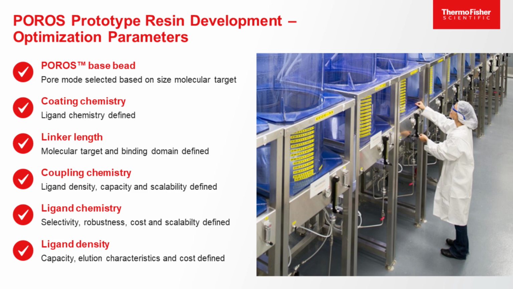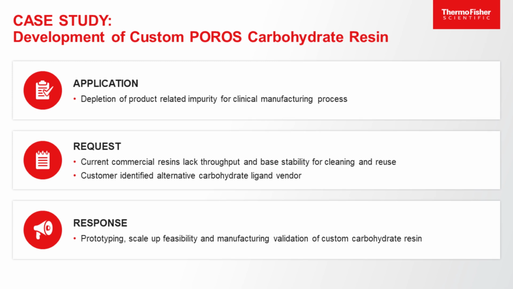And in this, let's say, prototype resin development, we can tune specific parameters. So, of course, we'll be using the porous bead, but we can select different pore modes based upon the size of the molecule target. We can differentiate in the coating chemistry, which we have within our toolbox in porous. Play around with the linker length, the coupling chemistry, the ligand chemistry, as well as the ligand density. So these are all aspects which can be tuned in this porous development program.